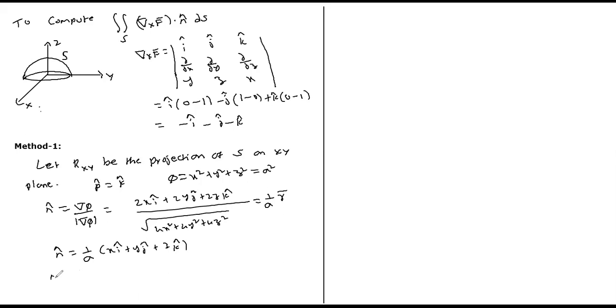And what is n bar dot k bar? N bar dot k bar is the third component of n bar, that is z by a. But what is the modulus of z by a? Can I write z by a or minus z by a? Z by a. Why? Because your surface is above the xy plane. Z is greater than or equal to 0 if it is an upper hemisphere. If you are doing this problem on a lower hemisphere, modulus of z by a must be equal to minus z by a. Remember this.